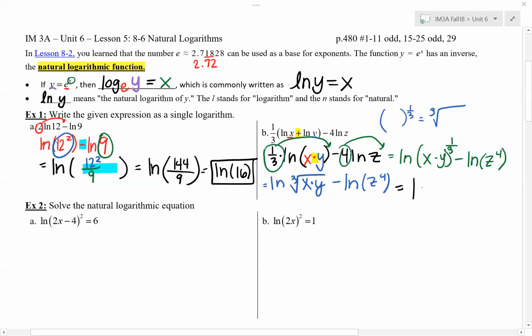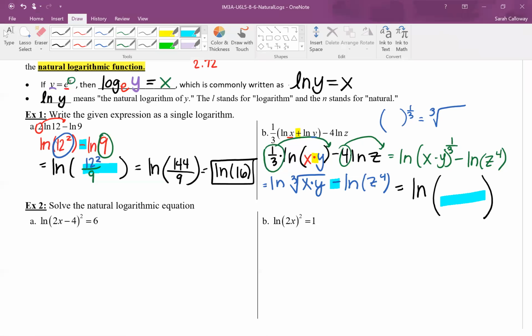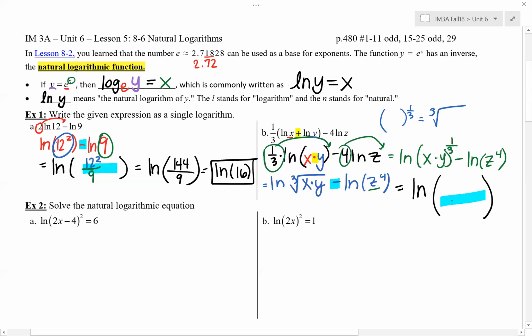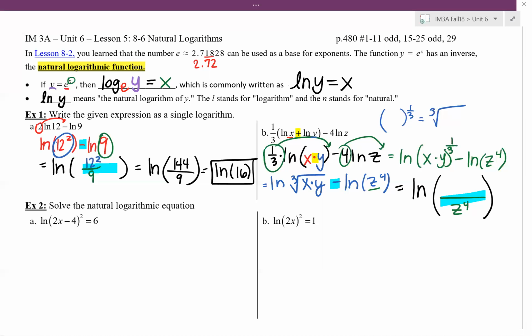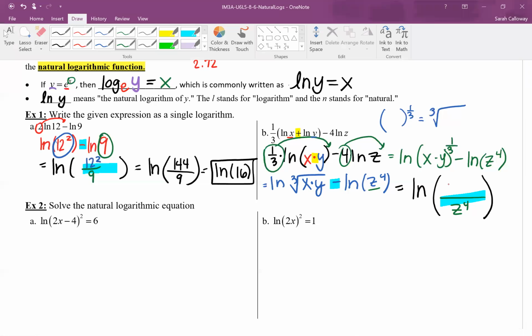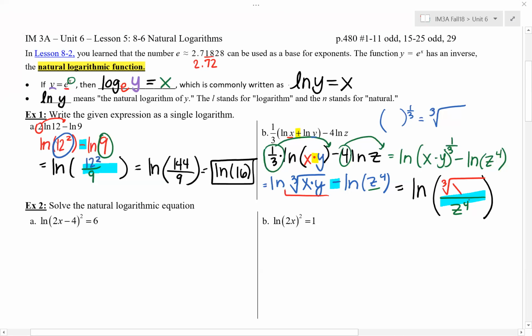Write it as a single ln. So we've got natural log of, since we're subtracting, we're going to be dividing by our z to the 4th. The z to the 4th is going to go in the denominator, and the cube root of xy is going to go in the numerator. So we end up with ln of the cube root of xy over z to the 4th. We just have a base e, which shows up as an ln, a natural log, instead of a log base e, which is kind of a shorthand way to write it.